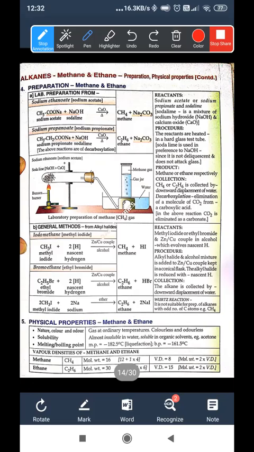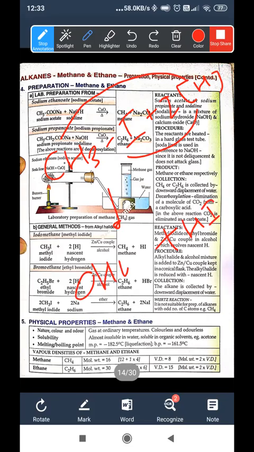Next one, general method, we can do it by methyl or alkyl halide. Alkyl halide example, one example is there, CH3I. CH3I when you reduce by using nascent hydrogen, 2 moles of nascent hydrogen you have taken, right? Now what will happen, one H will go to this, one H will go to this, and we will get HI, and CH3 will become CH4. So we got methane.